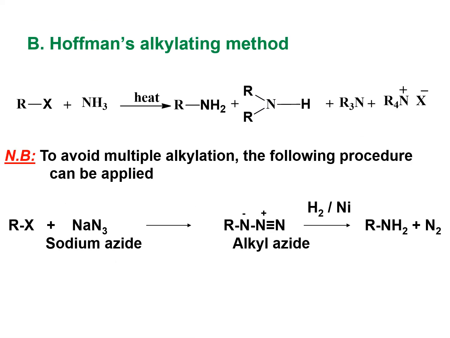The second scientist that solved the problem of formation of secondary and tertiary and quaternary amines when reacting ammonia with alkyl halides was Hoffman, where he actually said that you can use sodium azide rather than the regular amines, ending into the alkyl azides that can be reduced into the primary amine.